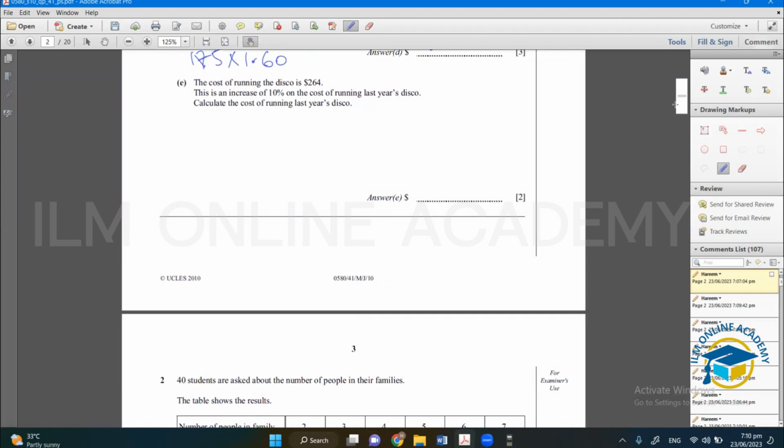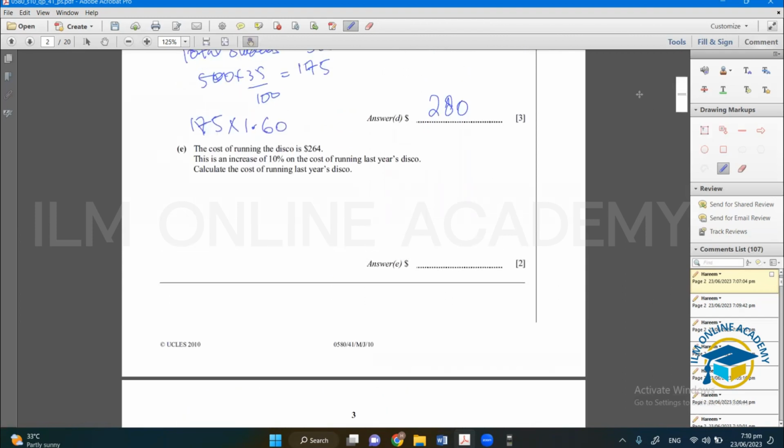Now, part E. They're saying that the cost of running the disco is $264. They're saying the total cost of running the disco is $264, and there is an increase of 10% on the cost of running last year's disco. In this year's disco we are organizing, there is a 10% increase in cost compared to last year's disco. They are saying calculate the cost of running last year's disco.